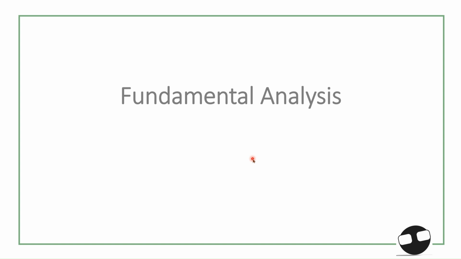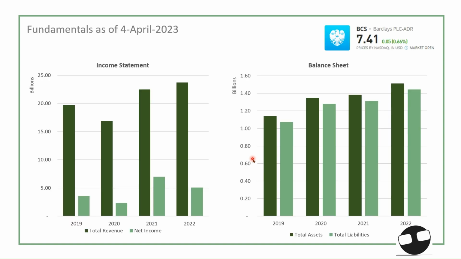So for the fundamental analysis, we have here the income statement. So by the way, the data for this review is actually as of April 4, 2023, and then as of this review, the stock price is actually trading at $7.41 per share, and we will be using the ADR version of the stock. Okay, and intraday it's actually up 0.66%.